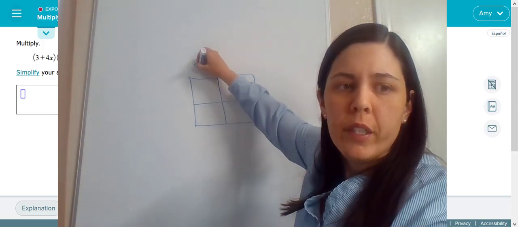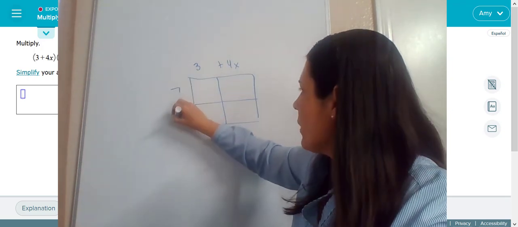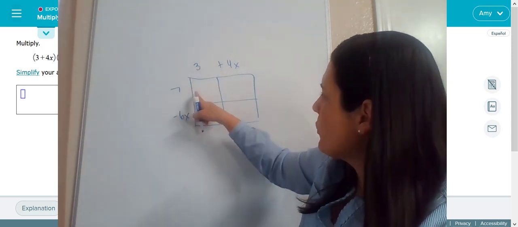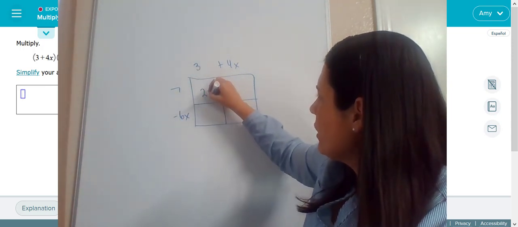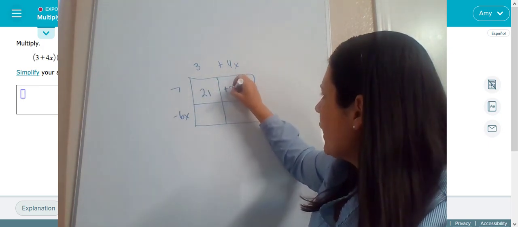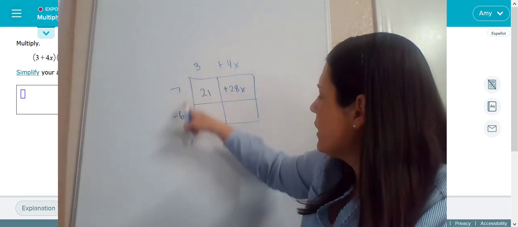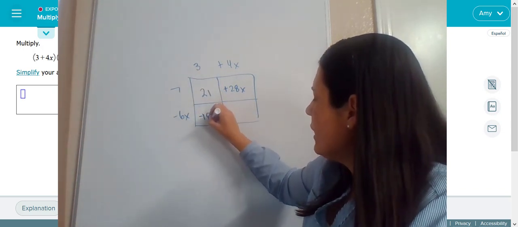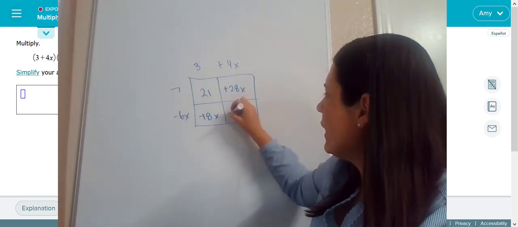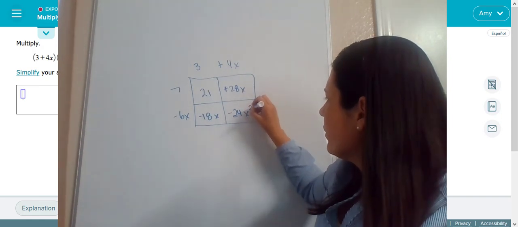So I have 3 plus 4x as one factor and 7 minus 6x as the other factor. All right, multiplying column times row. 3 times 7 is 21. Next box, 4 times 7 is positive 28 with x. Next box, 3 times negative 6 is negative 18 with an x. And then 4 times negative 6 is negative 24. And then x times x is x squared.